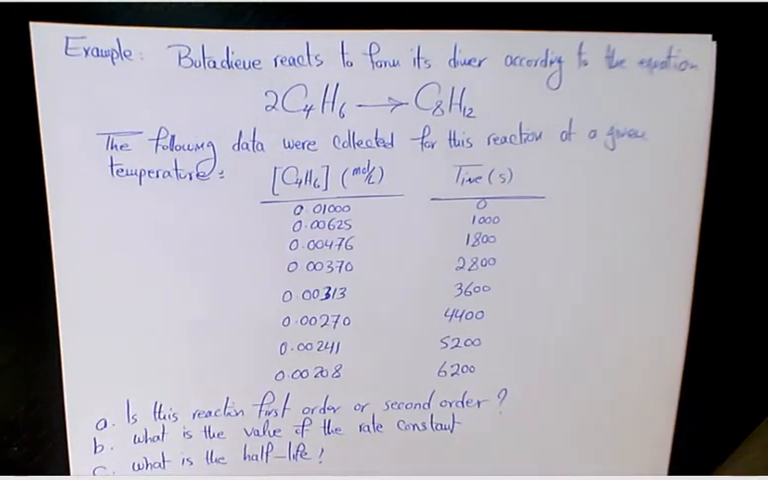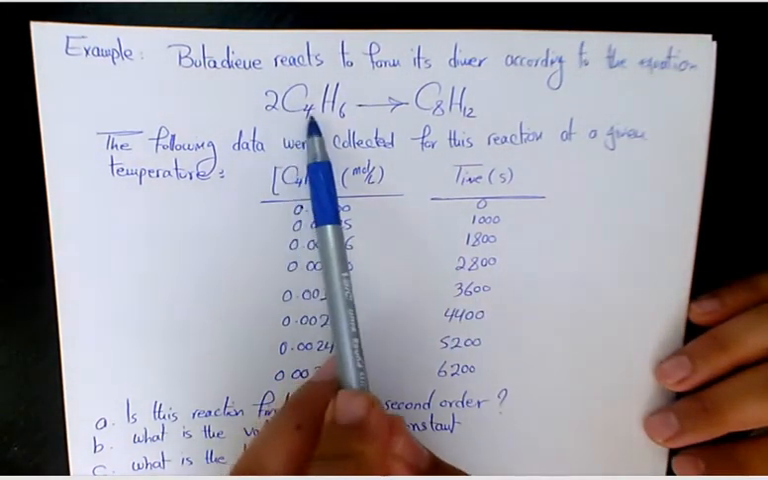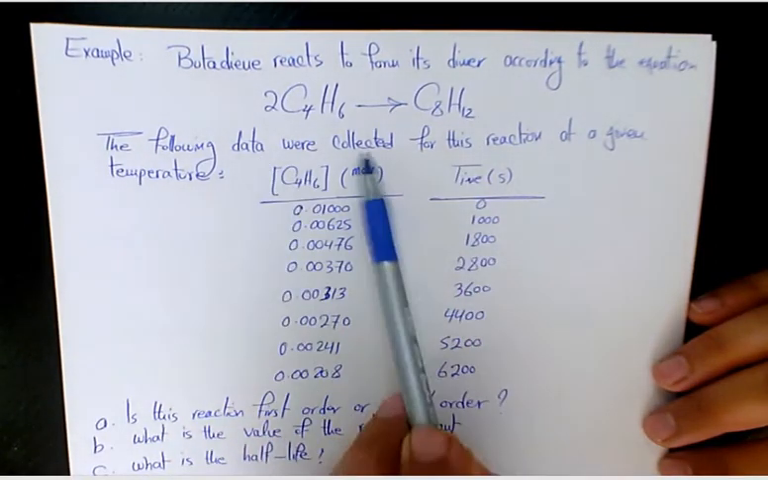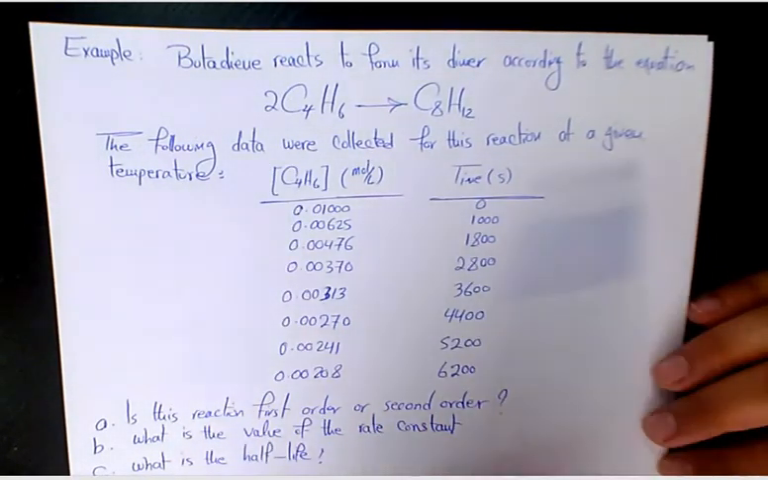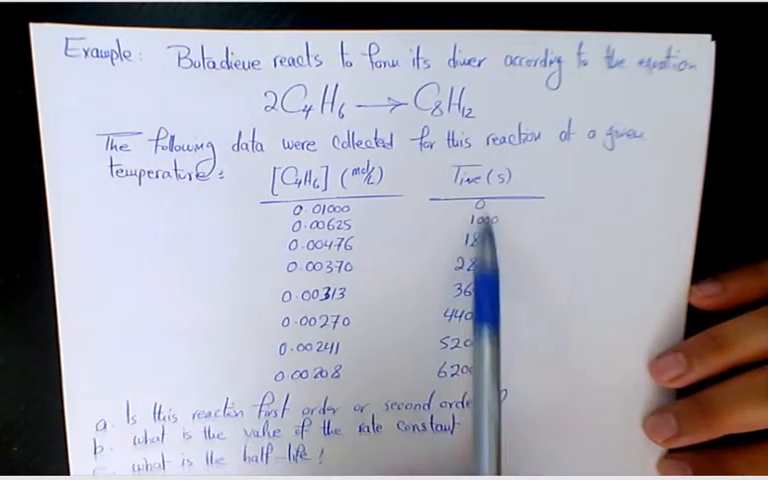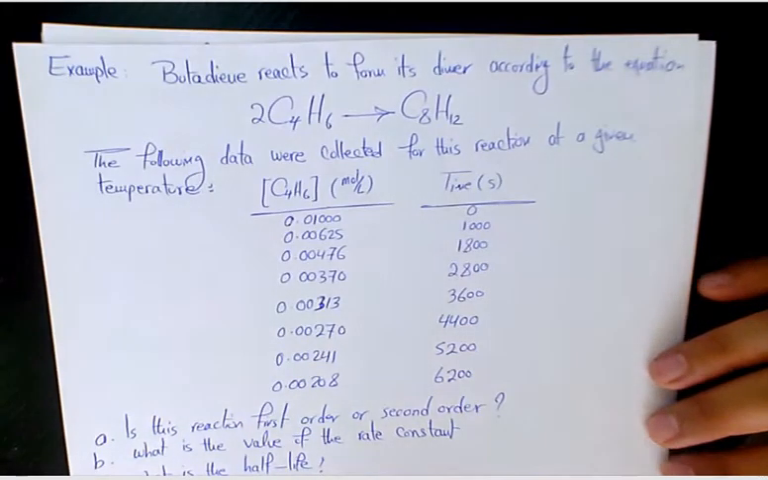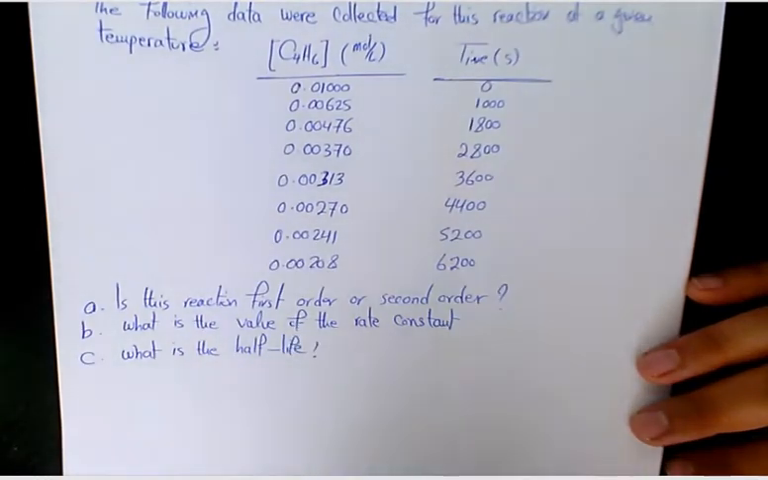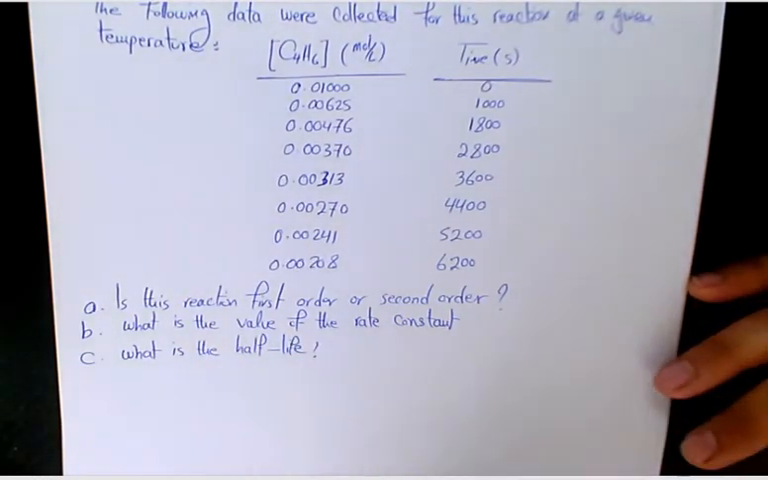So it says butadiene reacts to form its dimer according to the equation 2C4H6 gives C8H12. The following data were collected for this reaction at a given temperature. So these are the concentration of butadiene, and here we have time. It says, is this reaction first order or second order? So what does that mean?